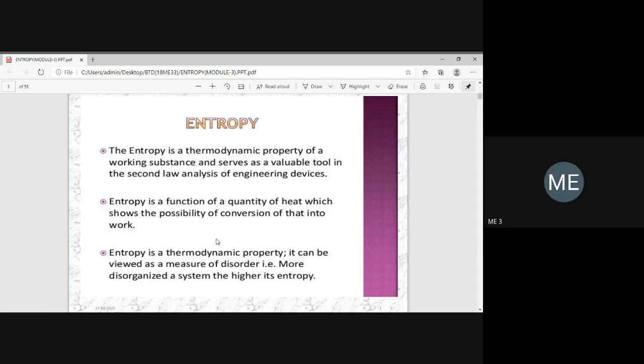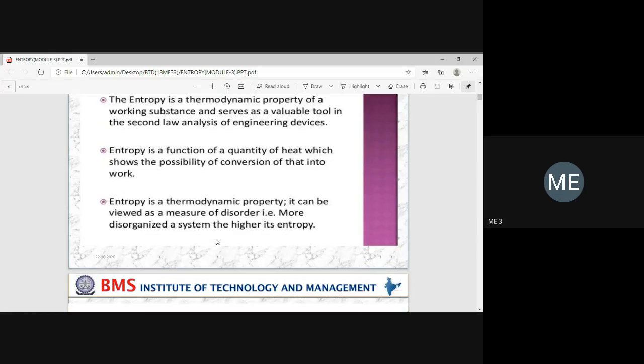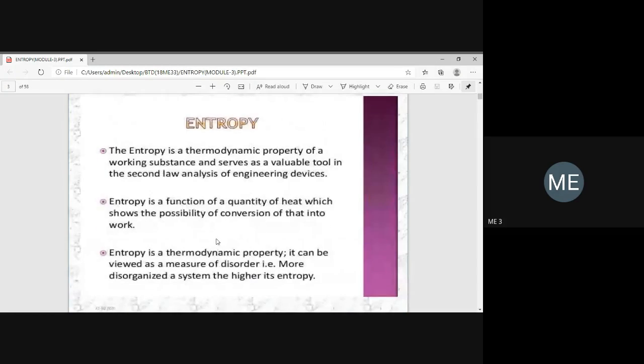The definition of entropy: it is just a thermodynamic property and it is given by the formula dq by T. So as you add heat to the system, the entropy of the system increases. As you remove heat from the system, the entropy of the system decreases. So already we studied the sign convention for heat transfer. As you add heat into the system, the energy increases. As you remove heat from the system, the energy of the system decreases.